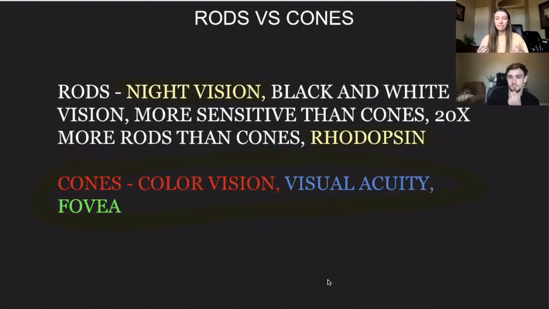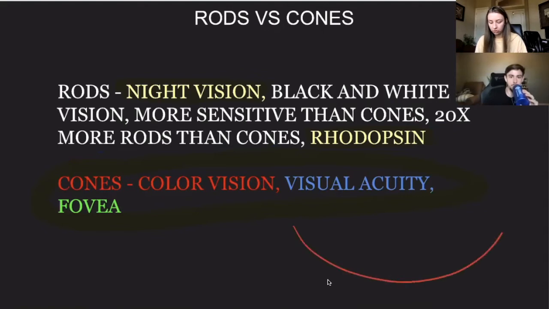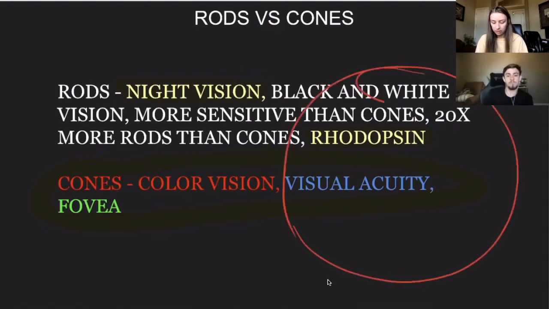But you have to know a little bit about where the rods and cones are found. So I'm going to draw an eye again right here. This is the iris. For some reason, I'm drawing an upside down eye. This is the view path.